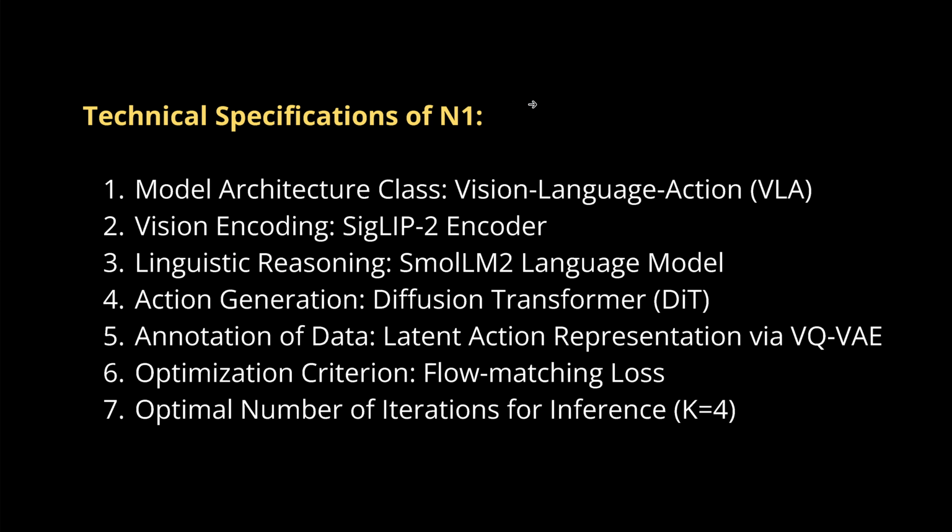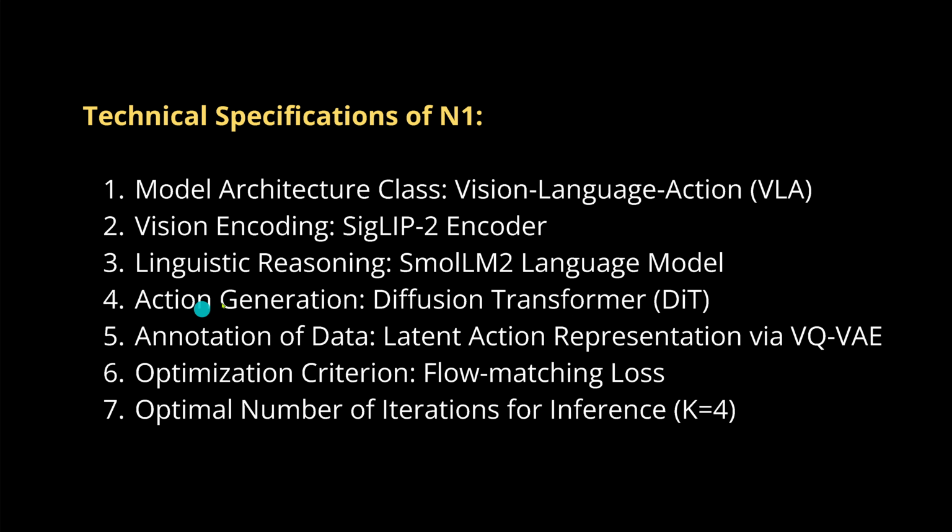What are the elements that we're working with? And then we look at the flow between them. What we have: a model architecture class, vision, language, action. This is our model. We have a vision encoding, our SigLIP encoder, our linguistic reasoning, long chain of thought hopefully coming next, a small LM2 language model. For the action generation, we have our diffusion transformer.